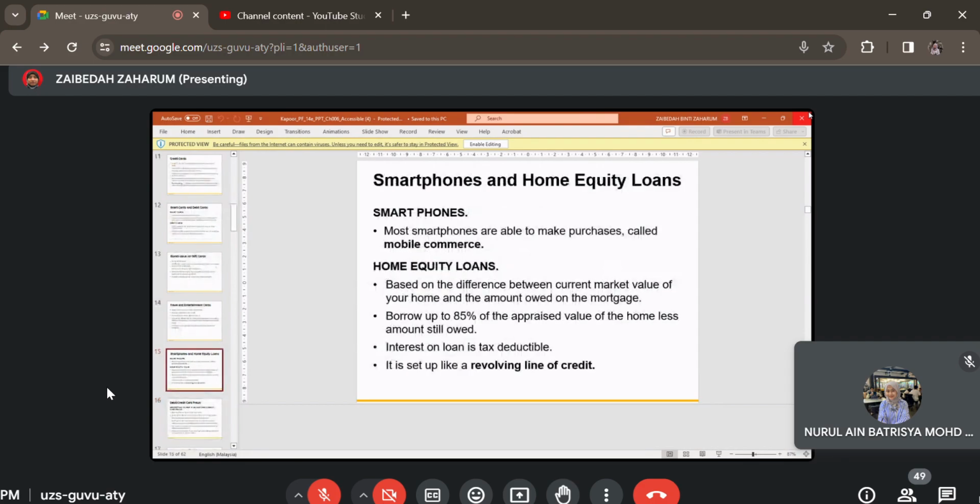Okay. And next kita pergi kepada smartphone and home equity loans. Okay, smartphone ni most smartphone are able to make purchase, call mobile commerce. Selalunya kalau kita guna phone kita pun kita boleh buat pembelian, melalui yang kita sebut sebagai mobile commerce. Okay, perniagaan secara mobile tadi tu. So mostly handphone kita semua boleh buat pembelian secara online. Next, home equity loans.